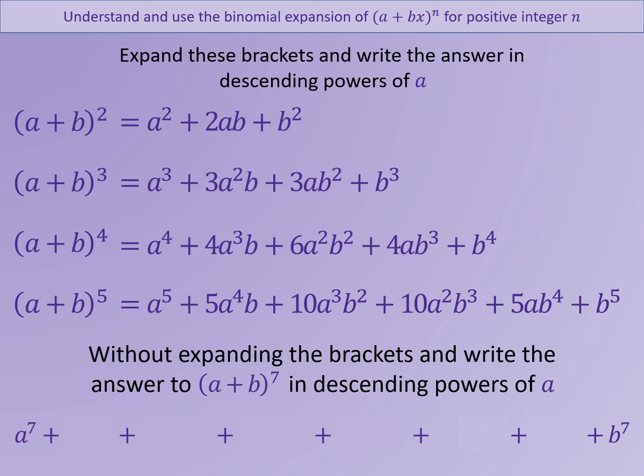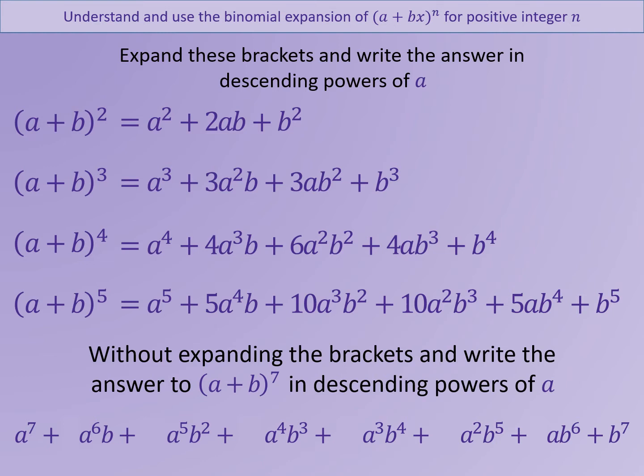And in the same way, I know that my final term is going to be b to the power of 7. And then what happens for all the subsequent terms is that the powers of a are starting at 7 and going down by 1 each time. And the powers of b are starting at 0 and going up by 1 each time.